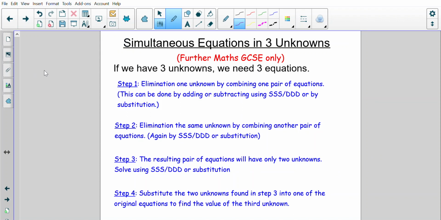So for further maths GCSE only, you need to be able to solve simultaneous equations with 3 unknowns. If we have 3 unknowns, we need 3 equations. We follow the same processes and the same idea as we do for 2 simultaneous equations, but obviously there are more steps and it's a little bit longer.